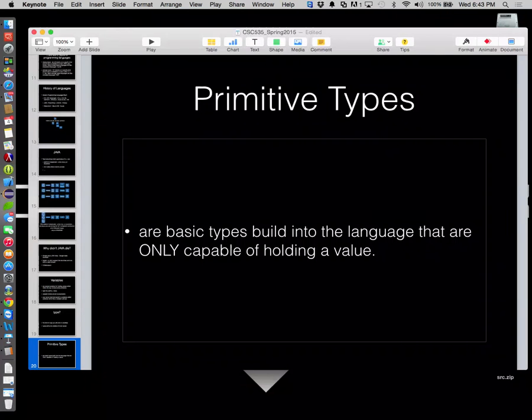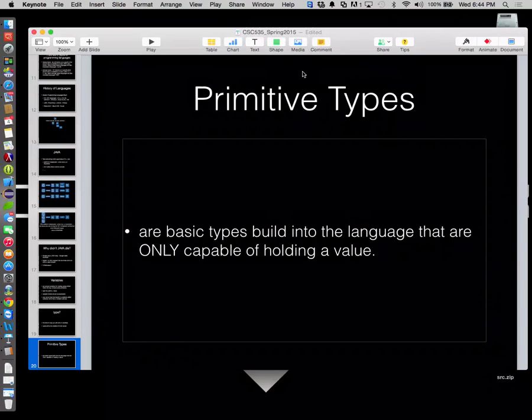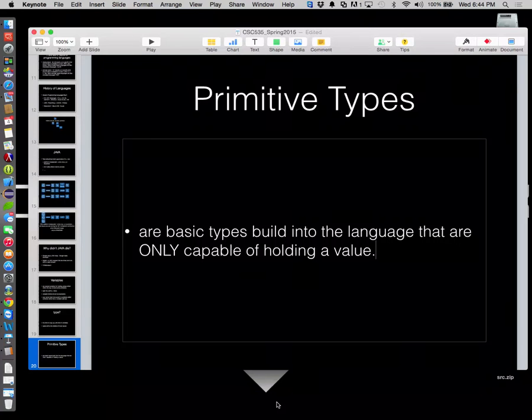Later on, we're going to learn about the other side of the coin, which are object types. And they can hold 0 or more values and then also potentially do more. Okay? So they're the superheroes. Okay? They're complex animals that can do a whole bunch of cool stuff. Primitive types are boring but necessary. Okay? These are things that are built into the language, but all they can do is hold one value. That's what they do. They hold a value. That's good enough a lot of times, right? Okay, so we're going to talk about primitive types first, but this is what they are. Basic types built into the language that can only hold a value.